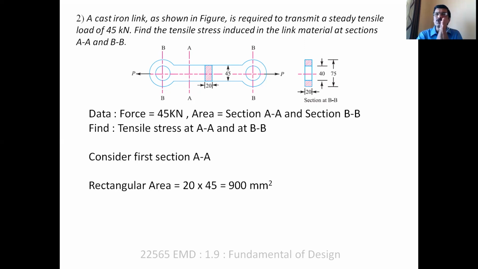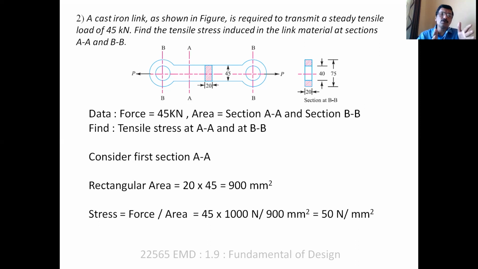Now first consider section AA. The section AA is having a rectangular area. The rectangular area is having 20 by 45 size. So total area becomes 900 mm square. So this is the area we have. The force is 45 kilonewton. We can find the stress. The stress is equal to force divided by area. So 45 into 1000, that comes out in Newton, divided by 900 is the area. So stress is 50 Newton per mm square or 50 megapascal. So that is the stress that is induced at section AA.